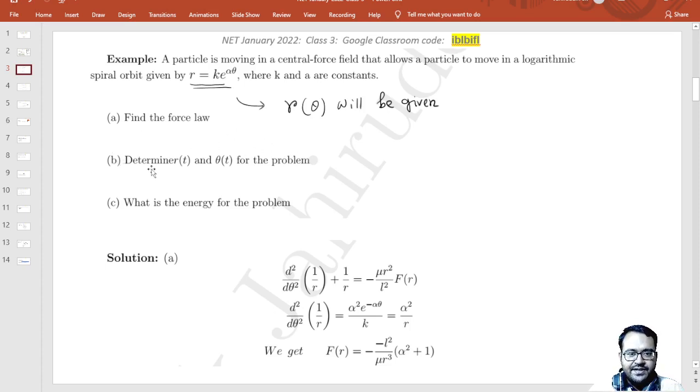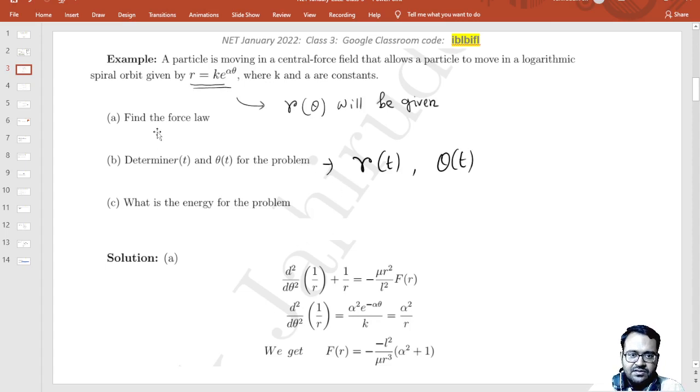But from this there will be another problem: determine, there should be a space. So let's find r as a function of time, theta as a function of time. And the total energy, what is the energy for that central force. So these three things we can extract just from this equation.